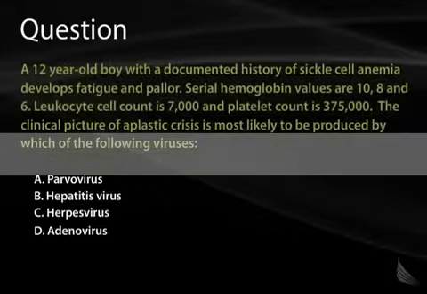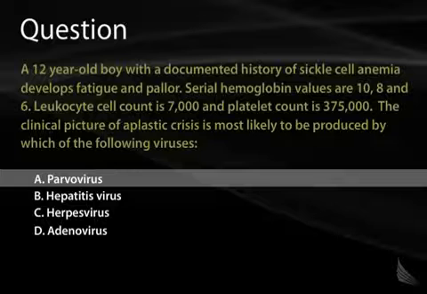This is important to remember: parvovirus affects red cell precursors and is an important cause of aplastic anemia. So parvovirus is the answer. Hepatitis virus, herpes virus, and adenoviruses do not cause aplastic anemia.